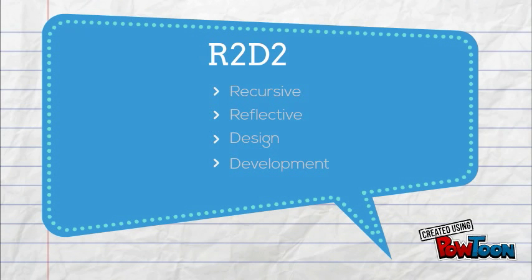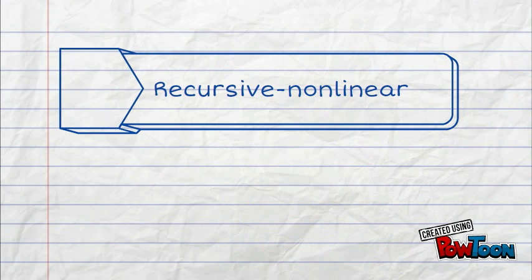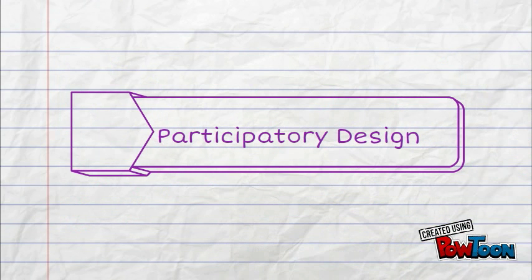The key principles of the R2D2 model are, first, we have recursive. Recursive because this model is a non-linear model, which means you can enter at any point of the triangle. Secondly is reflective, a continuous cycle allowing for a flow of ideas. Thirdly is participatory design. Everyone, including the students, is involved in the design process.